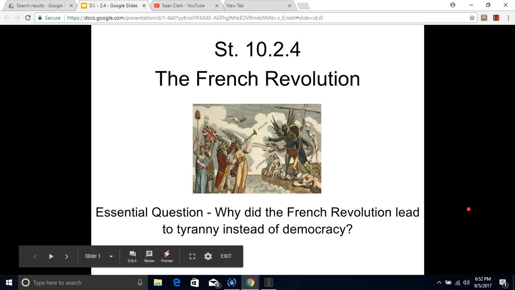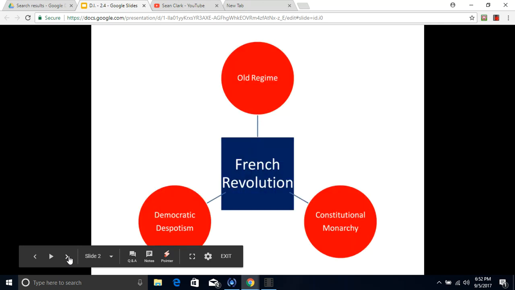The essential question that I might ask is, why did the French Revolution lead to a tyranny instead of a democracy? Next slide. There's the bubble map.